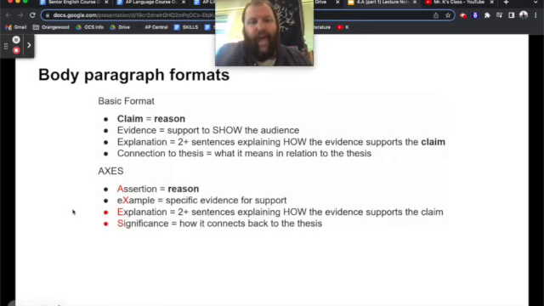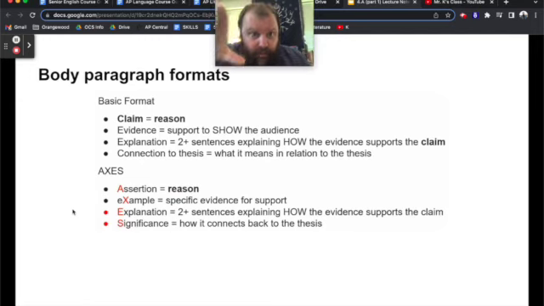There's also a method called the axes method. So it starts the same way as the basic format up at the top. It's called axes. So instead of calling it a claim, we say it's an assertion. Either way, you start with a defensible claim. What are you saying is true, right? And then you give an example, the specific evidence for support. It might be a quote, it might be a paraphrase, might be a summary of something, right? And then you give an explanation, 2 or more sentences explaining how the evidence supports the claim, and then the significance, how it connects back to the thesis.